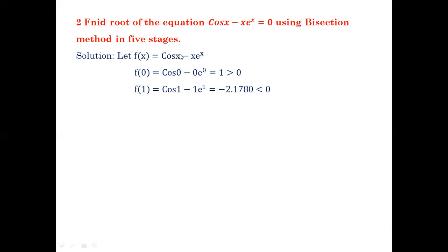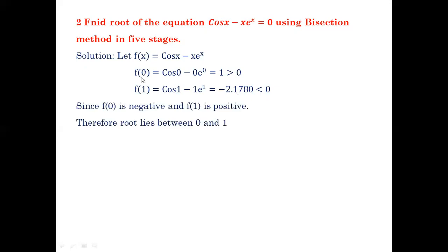Replace x by 0. Then cos 0 minus 0 into e power 0. Cos 0 is 1. 0 into anything is 0. Therefore, it is equal to 1. 1 is positive, therefore greater than 0. Then replace x by 1. f of 1 is cos 1 minus 1 into e power 1. You can find this using a calculator or a log table. So cos 1 has its value, minus e, whose value is 2 point something, which is equal to minus 2.1780, which is negative, less than 0. Therefore, f of 0 is positive and f of 1 is negative. Therefore, the root lies between 0 and 1.